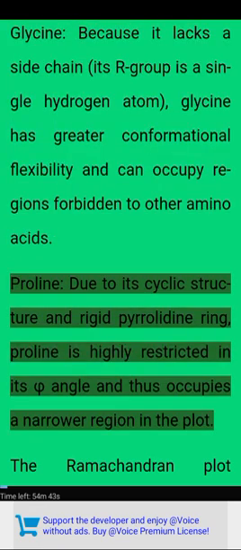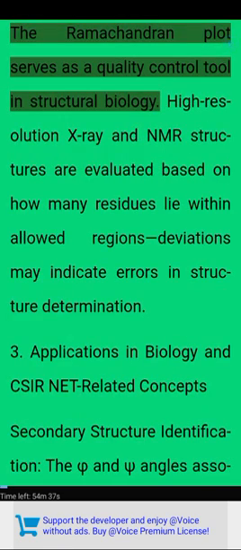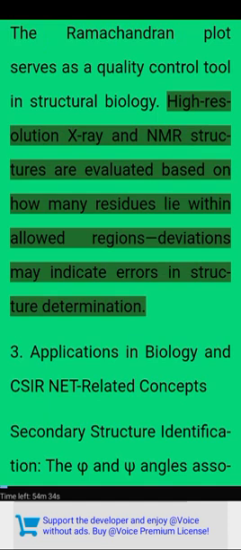Proline. Due to its cyclic structure and rigid pyrrolidine ring, proline is highly restricted in its phi angle and thus occupies a narrow region in the plot. The Ramachandran plot serves as a quality control tool in structural biology. High-resolution X-ray and NMR structures are evaluated based on how many residues lie within allowed regions. Deviations may indicate errors in structure determination.